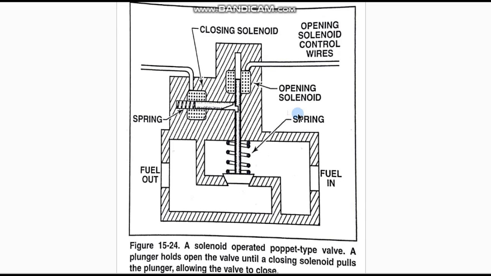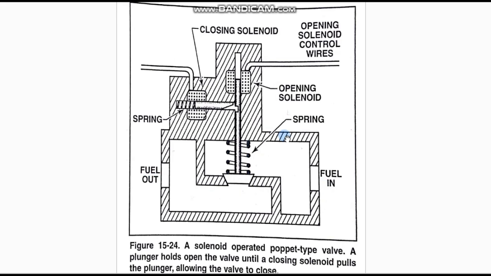In this figure, we have a solenoid operated valve. The construction of this valve consists of the opening solenoid, closing solenoid, opening solenoid control wires, closing solenoid control wires, spring, the two rods, and fuel inlet and fuel outlet.